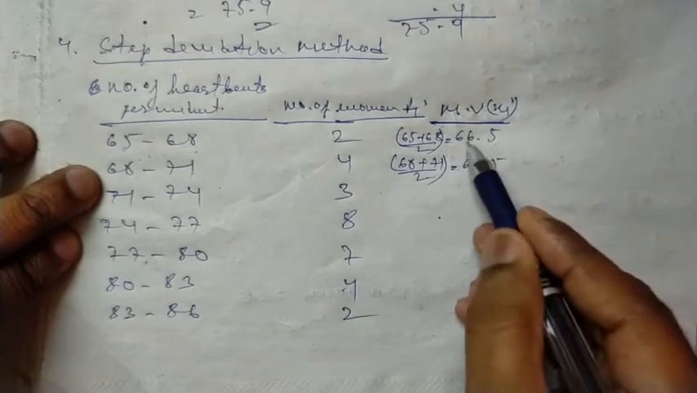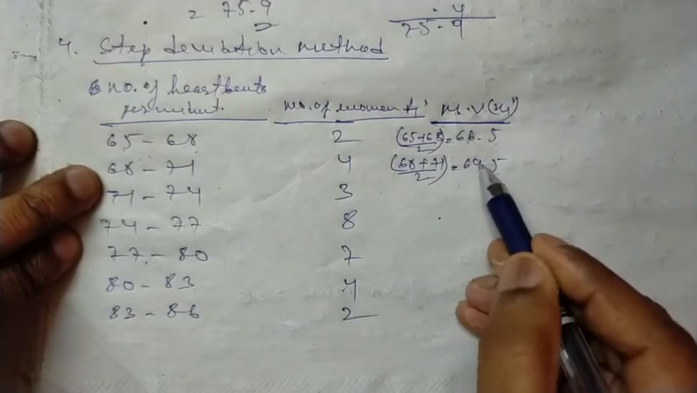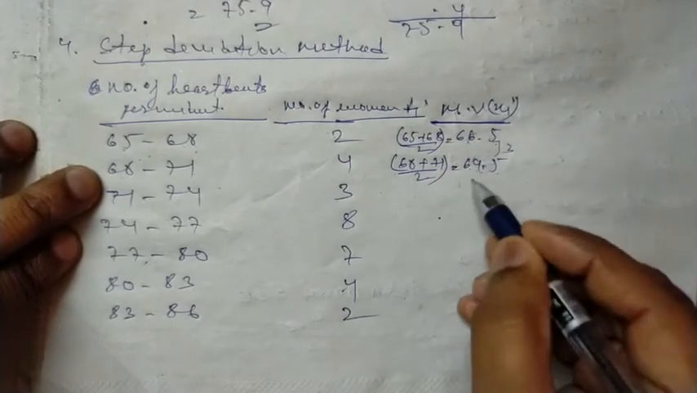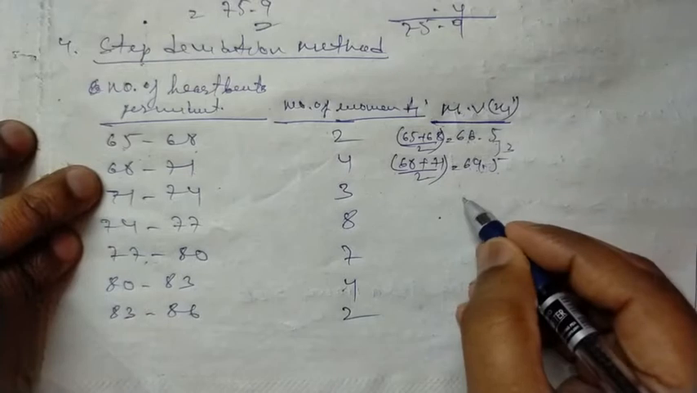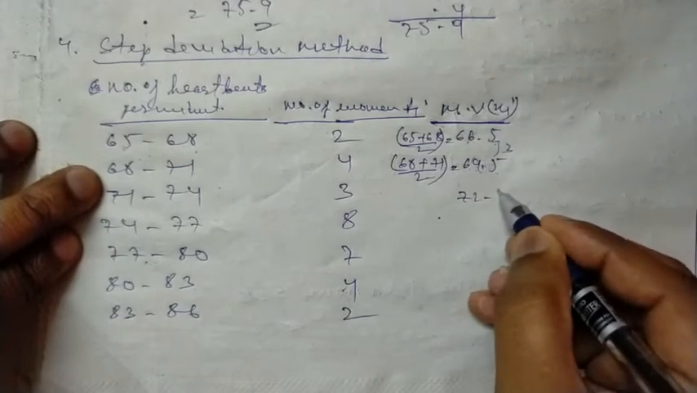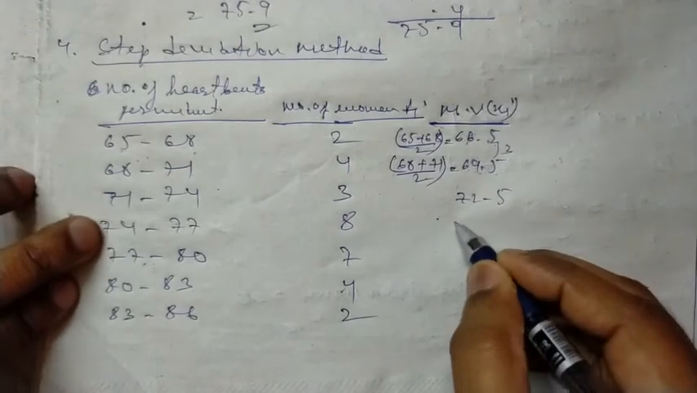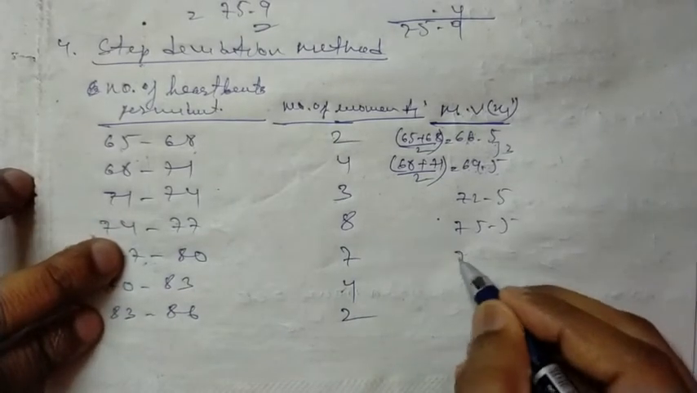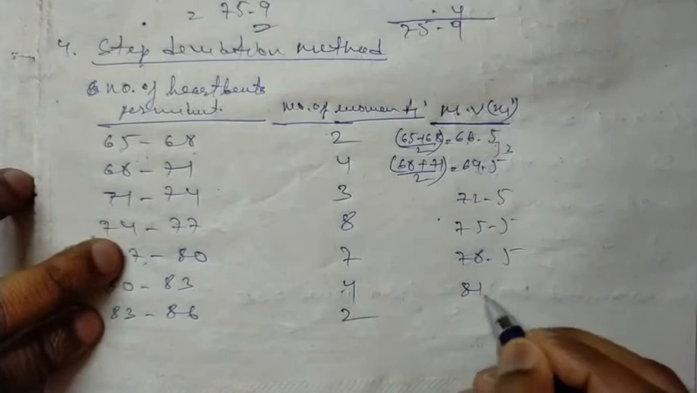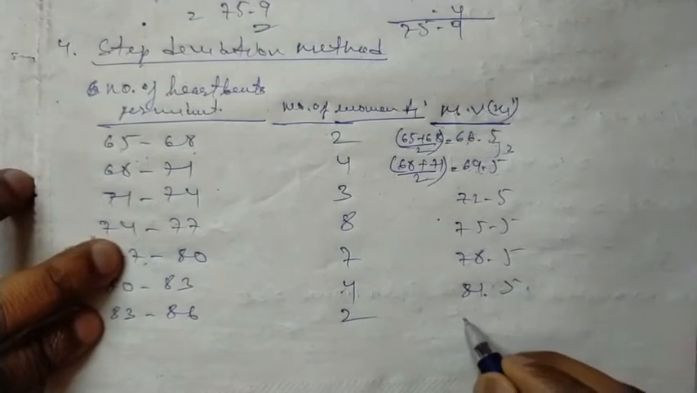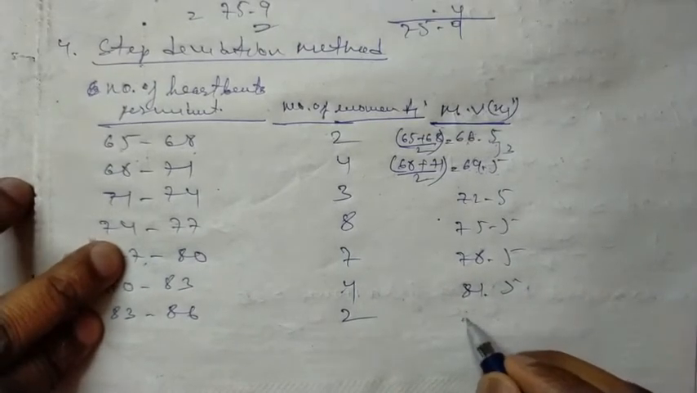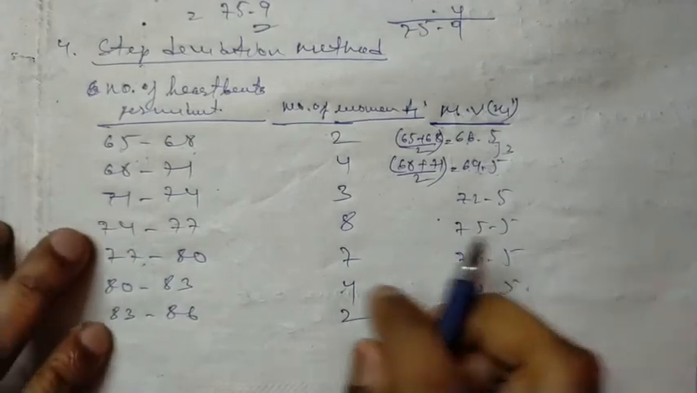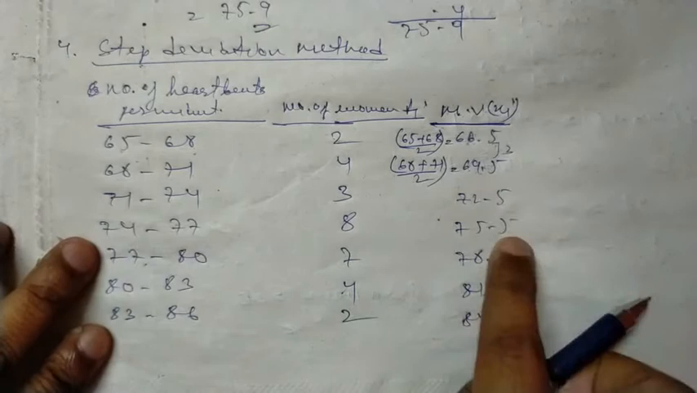Then you see the gap between these numbers is 3, so you keep adding 3. What you will get here is 72.5, then 75.5, 78.5, 81.5, and 84.5. This is the mid value. No need to calculate the mid value again and again.